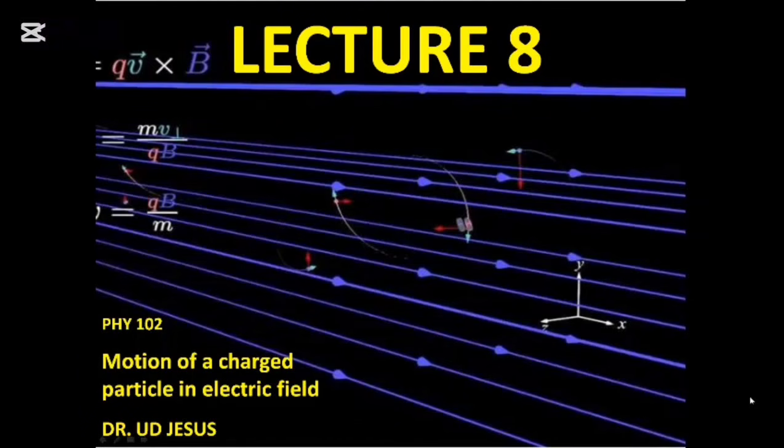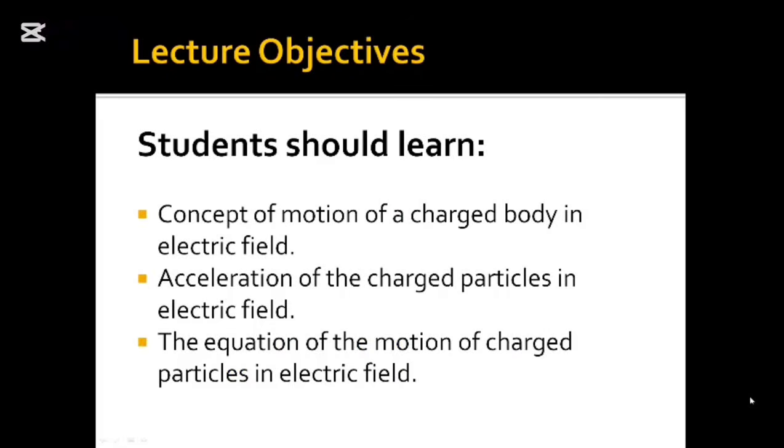Now let's look at the lecture objectives. At the end of this lecture, you should be able to tell us every concept of motion of a charged body in electric field. How they operate, how they move, what caused them to move. You should be able to tell us that. And you must be able to derive the acceleration of the charged particles in electric field. Get the calculation and know how to solve problems with it.